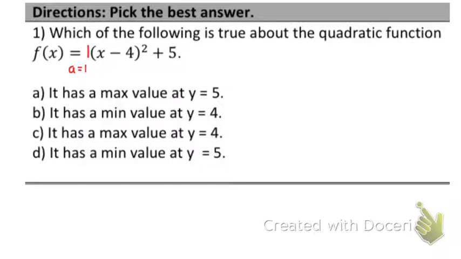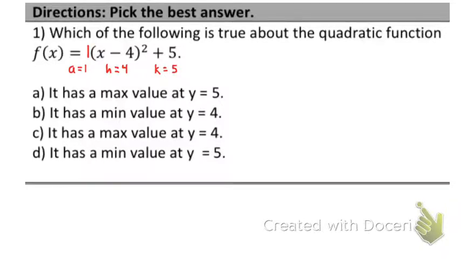Okay. My h value is always in parentheses, and it's adding and subtracting to the x. But what's different about the h value is we have to switch the signs. So in the parentheses is -4, but my true h value is +4. Okay, your k value is the number adding and subtracting outside of the parentheses. So the k value will never be in parentheses. So the k value is straight up. It's just +5.